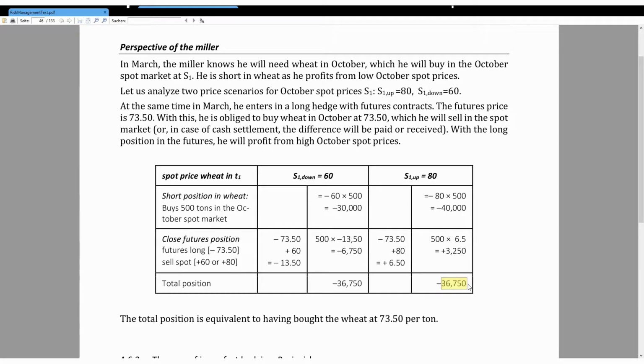36,750. If the price is low, if the price goes down, he will lose with his long position in the futures, so he will lose 6,750. His overall cost will be 36,750. Whatever happens to the wheat price, his overall cost is 73.50 per ton. To put this all together, with a perfect hedge, the price at which an item was sold or bought will always be exactly the futures price at the time the contract was started, in time t.